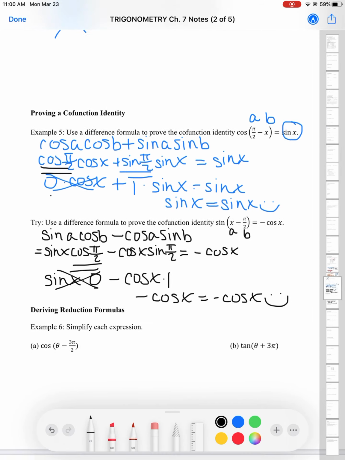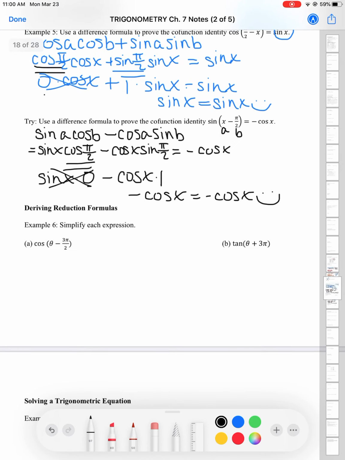All right, so now we are simplifying each expression.